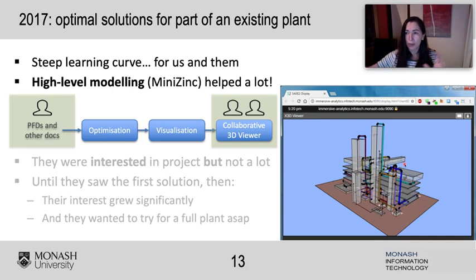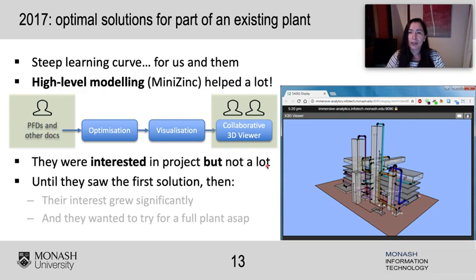And at the beginning, things were a bit slow, and they were interested in the project, but they actually didn't believe in it. So they were not very interested. They were not constantly following up. They were like, oh yeah, if it goes well, great. If it doesn't, well, that's okay. Until they saw the first solutions. When they started seeing things like this, they suddenly went, okay, this actually sounds reasonable. This can actually work. So their interest grew and they wanted to try for a full plant as soon as possible. So suddenly things got heated up and, you know, hire more people, etc.